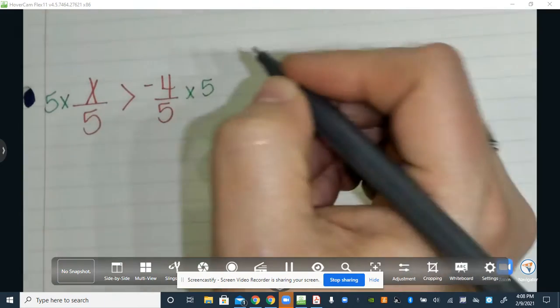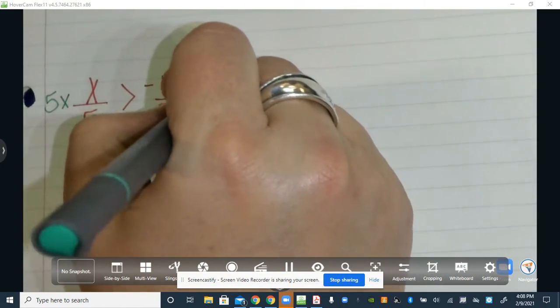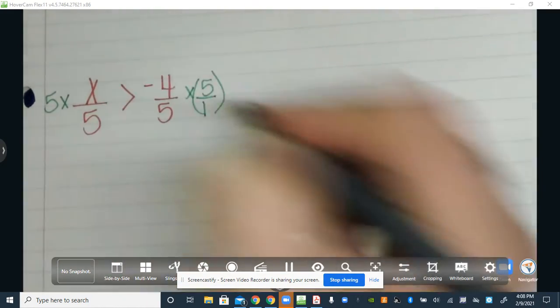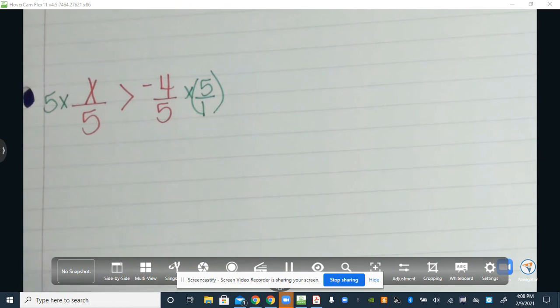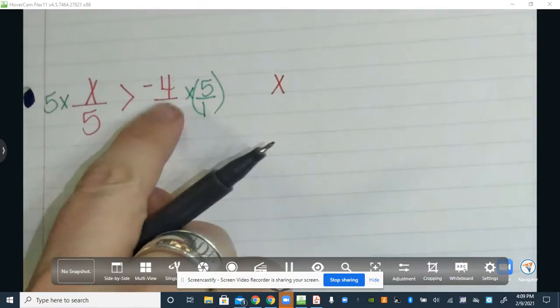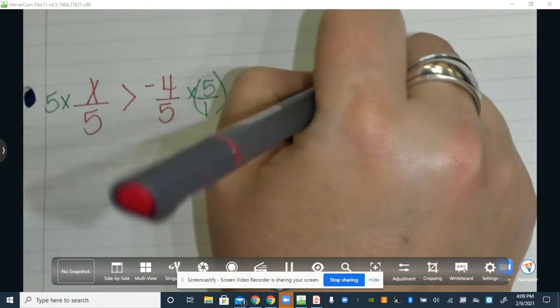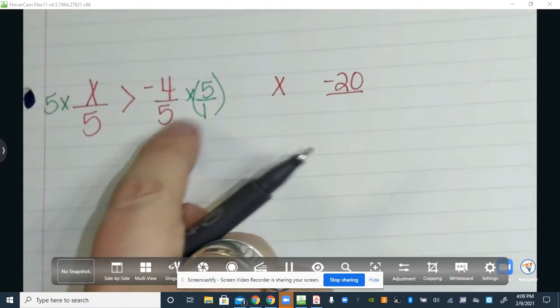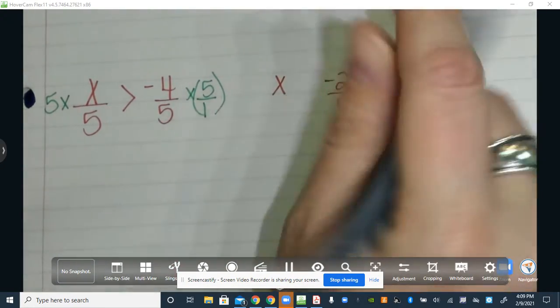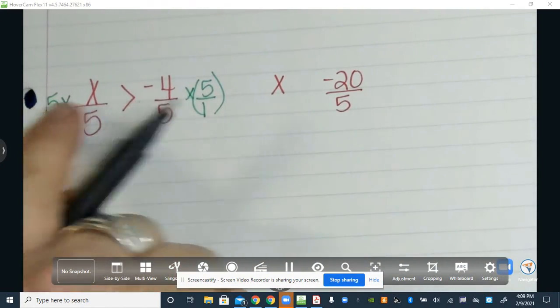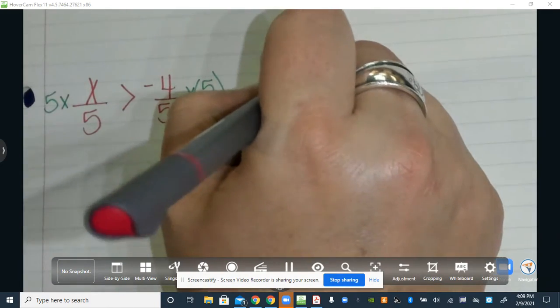And it's like 5 over 1. So if you think of it, it's like 5 over 1, because that 5 over 1 and 5 are the exact same thing. So then I'm left with x. And then negative 4 times 5 gives me a negative 20 over 5 times 1 is 5. My symbol stays the same because I'm multiplying by a positive. So it stays the same.